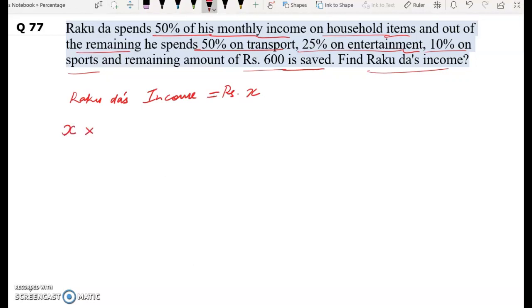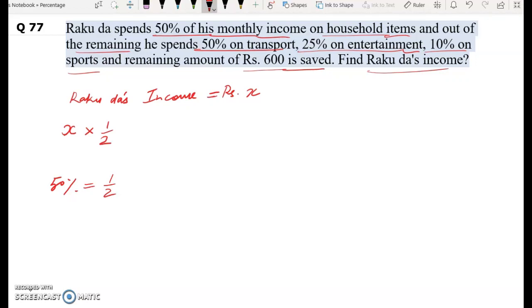Now Rakuda spends 50% of his monthly income. 50% in fraction we know it's 1 by 2. So 1 by 2 is spent, so 1 by 2 will be left. So X into 1 by 2 is left now.